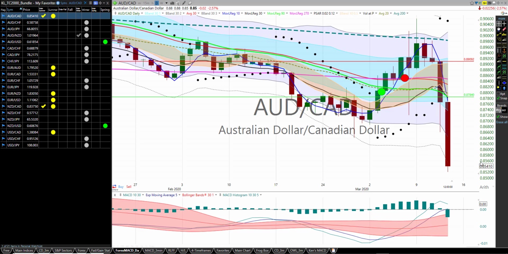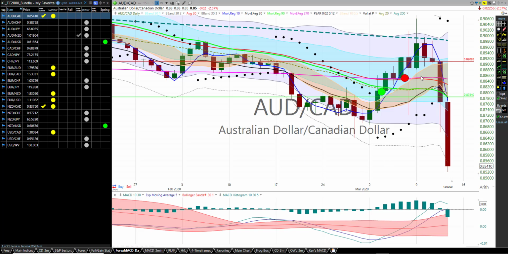Hello everyone, this is the speed run for the Forex 21 currencies for the week of 8th of March. This will close out the week on Friday the 13th of March at 4 p.m. Central Time. And we'll begin with the Aussie dollar, Canadian dollar.